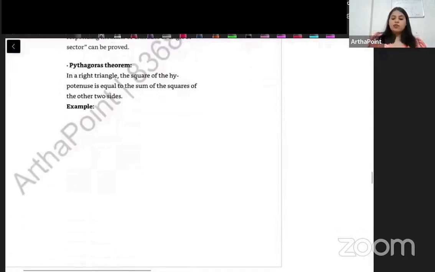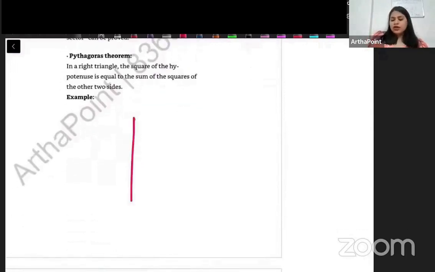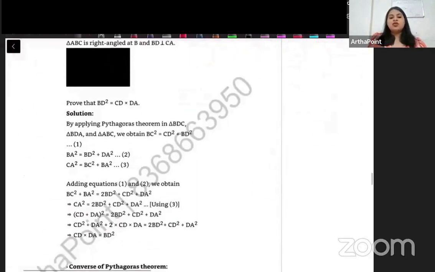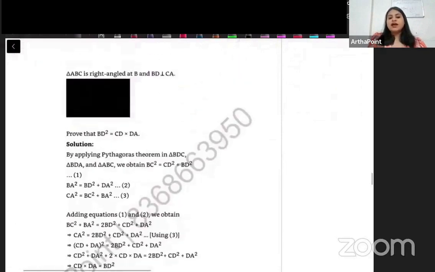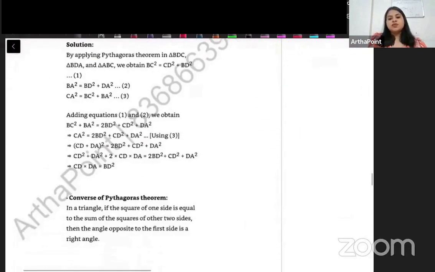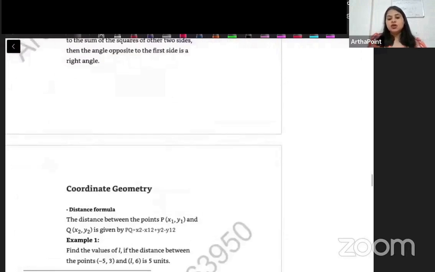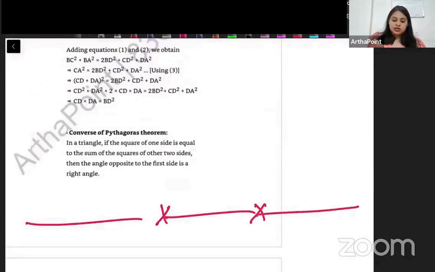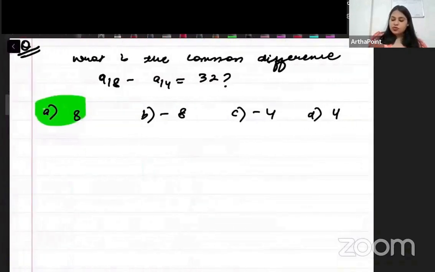Okay, now let's talk about Pythagoras theorem. All of you know that. If I have a 90-degree angle, then we know hypotenuse square should be equal to base square plus perpendicular square. This is what the answer should be. So this is how you can go ahead and prove it, that hypotenuse square is base square plus perpendicular square. That's the Pythagoras theorem. So with this, we end the chapter on triangles. Let me give you some questions to practice better.